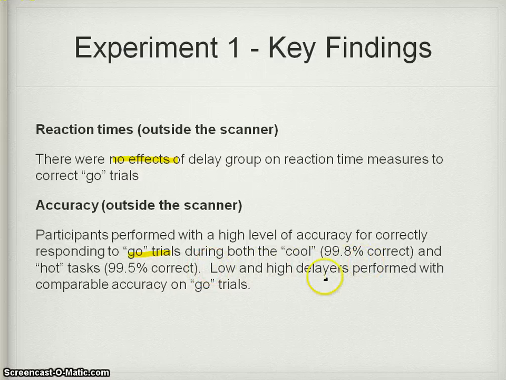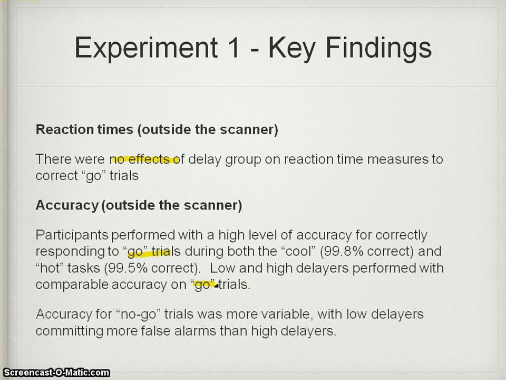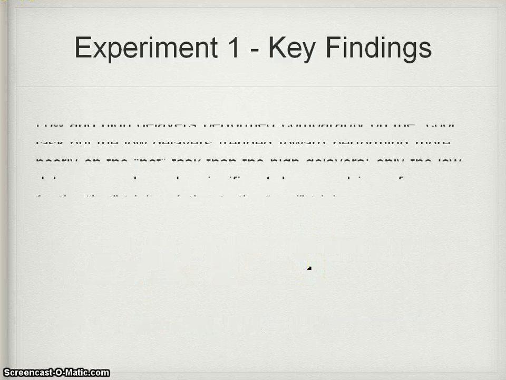The low and high delayers performed with comparable accuracy on the GO trials. Okay, so pretty good on the GO trials. However, for the no-go trials, it was more variable. Low delayers committed more false alarms than the high delayers. So that's as predicted. Those low delayers made more mistakes when those smiling faces appeared on the hot trials.